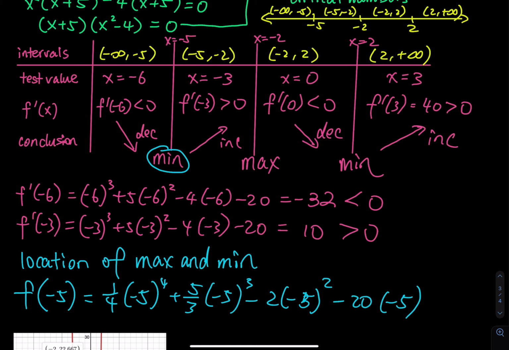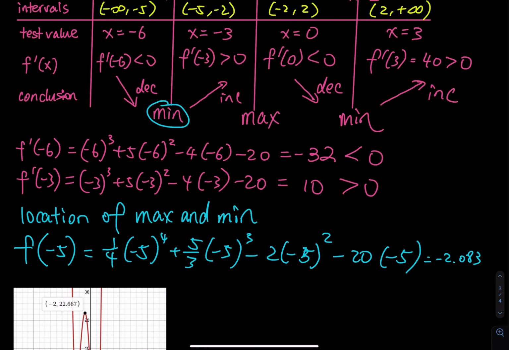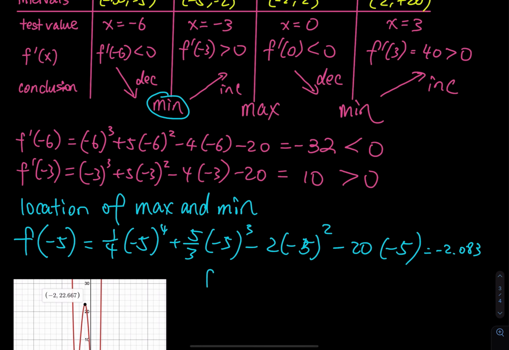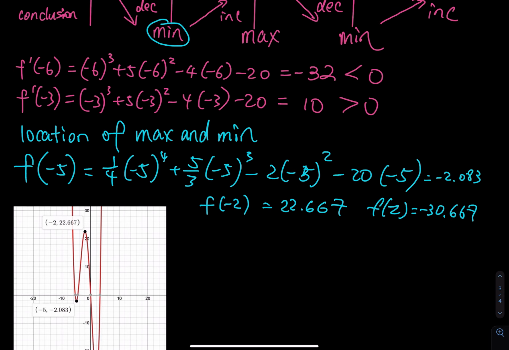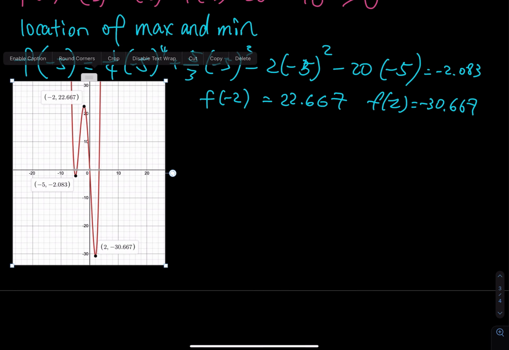All right. So you plug it in, you will get negative 2.083. I prefer to just use a decimal because you don't want to do the common denominator thing, right? So f of negative 2 is equal to 22.667, and then f of 2 is equal to negative 30.667. So let me give you a picture to summarize all the work because no picture, no truth, right? All right, here is a picture.